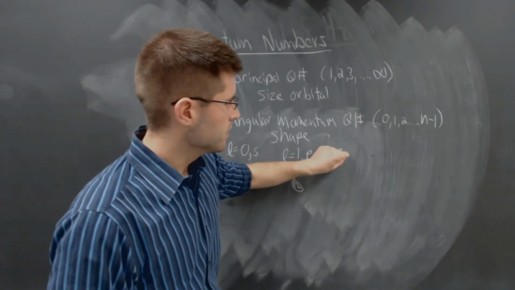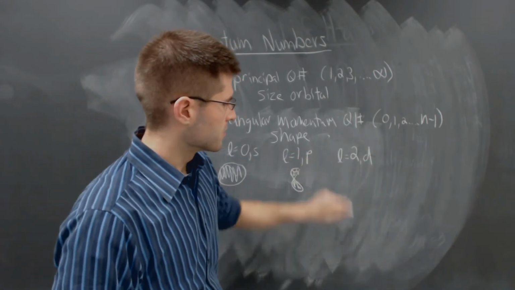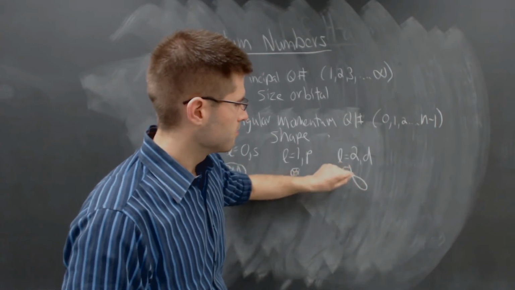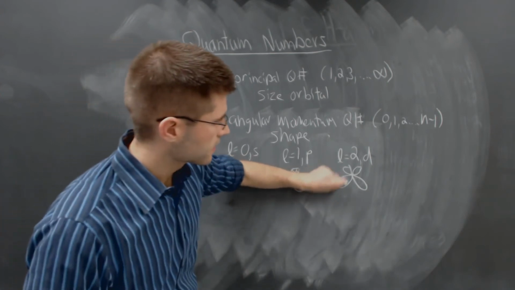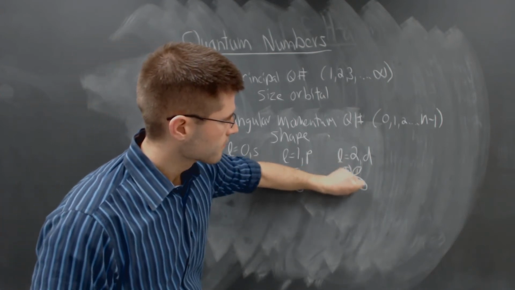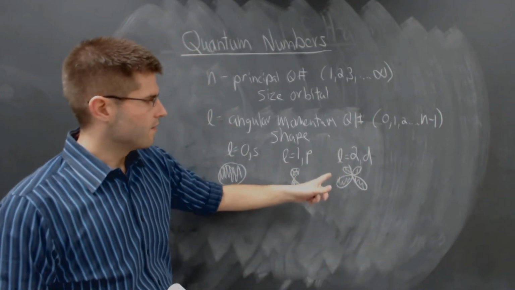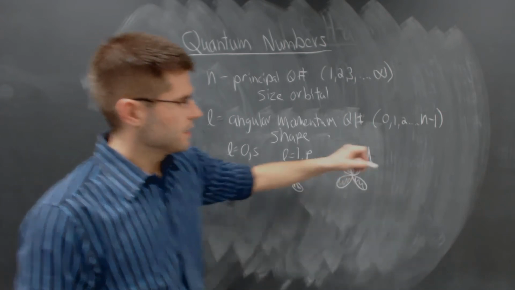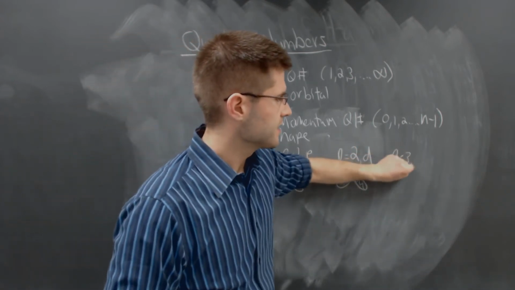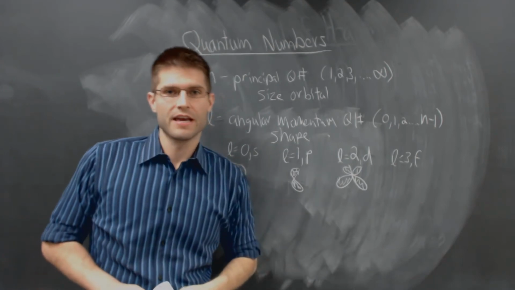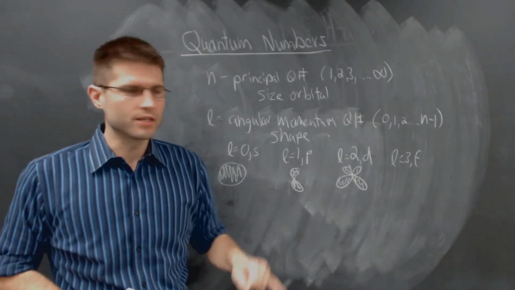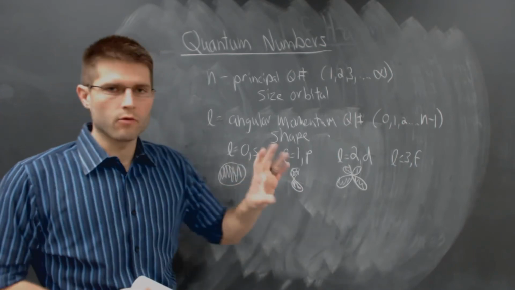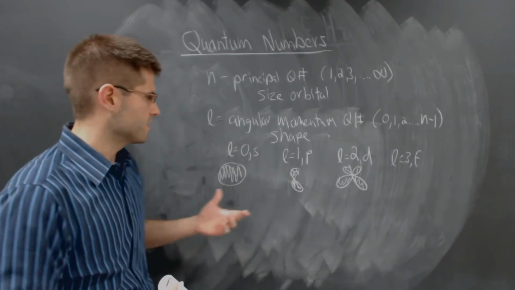L equals 2, this is called your d orbital. We have a bilobal distribution, kind of looks like a four-leaf clover. And this is called the d orbital. L can keep going up, L equals 3, this is your f orbital. I can't draw the f orbital, your textbook has a good picture of it, but these are generally the three different shapes of the orbitals that I will have you guys draw for the rest of the semester.